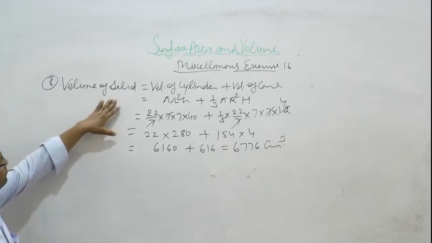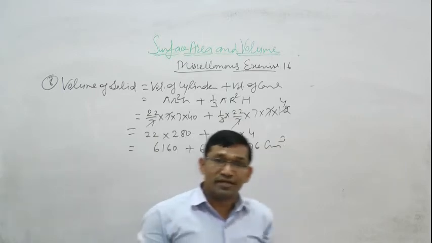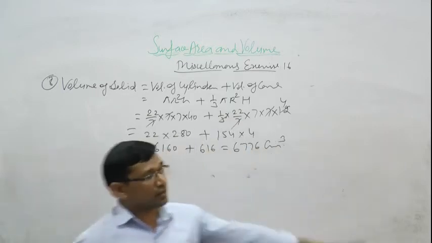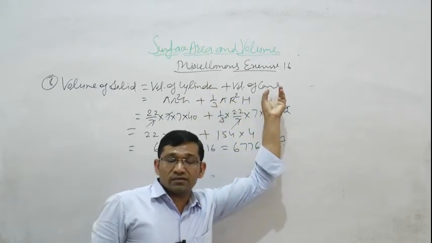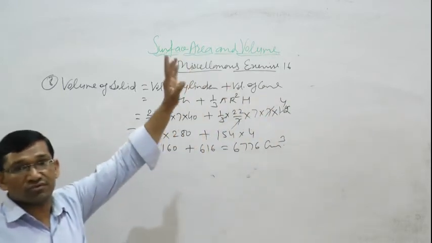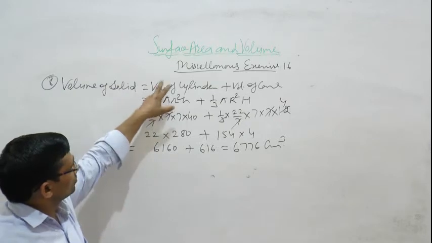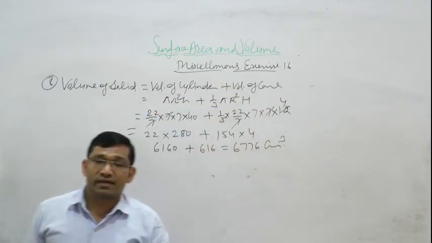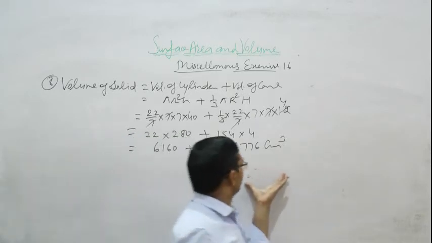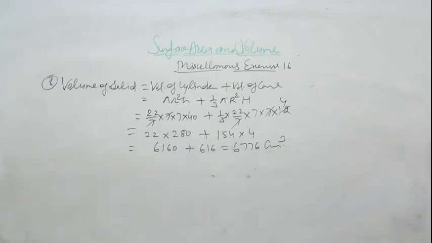So in this question we want to find out volume of solid body. Solid body have left part is cylindrical part and right part is conical part. So we want to find out volume of solid body. So this is volume of cylinder plus volume of cone, we put the values and simplification we get volume of solid body is 6776 centimeter cube.